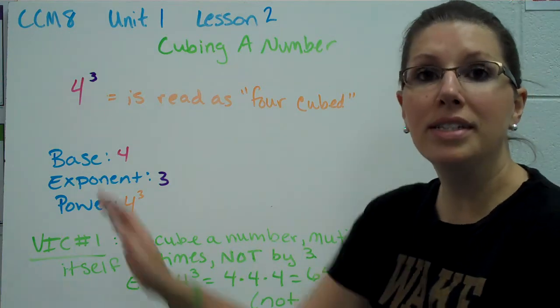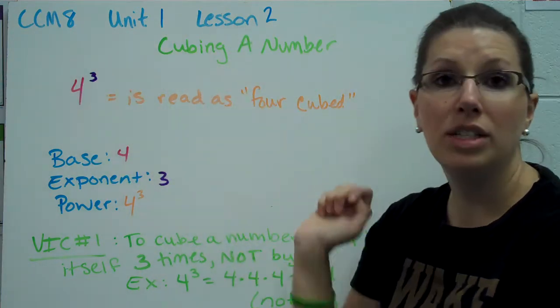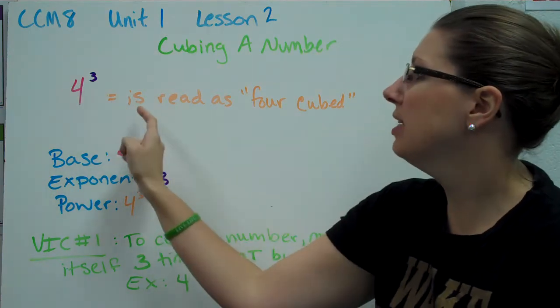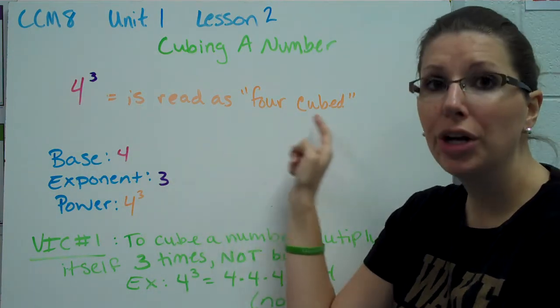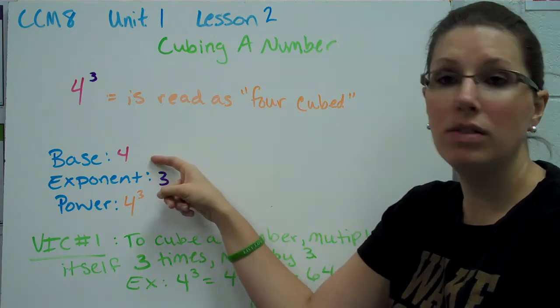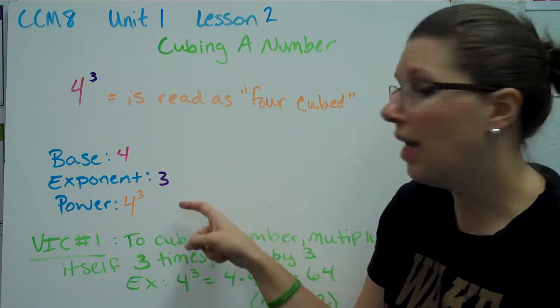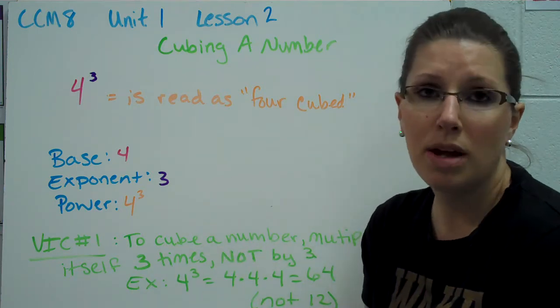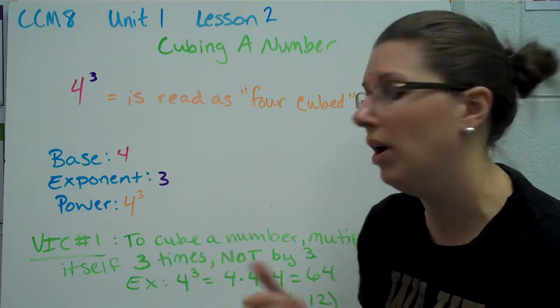Today we're going over CCM8, Unit 1, Lesson 2, cubing a number. So if you see something like this, it's read as 4 cubed. The base is 4, the exponent is 3, and the power is all of it together. 4 cubed, or sometimes we say 4 to the third power.